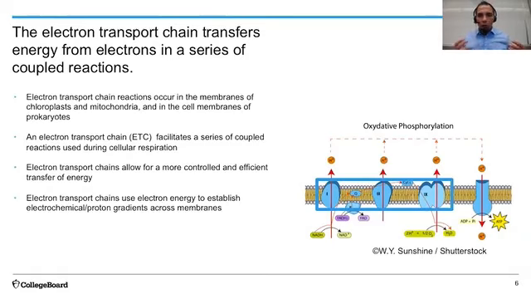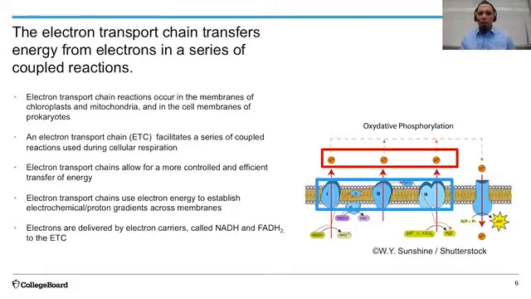Again, don't get overwhelmed. Pause the video, draw the picture, go through and figure out ways to define these. But the point of the electron transport chain is to create this electrochemical proton gradient. And there it is, that gradient being created as those protons are moving across. And so what will happen is those electrons are delivered by electron carriers called NADH and FADH2 to the electron transport chain. So again, lots of information here. Break it down to smaller steps.